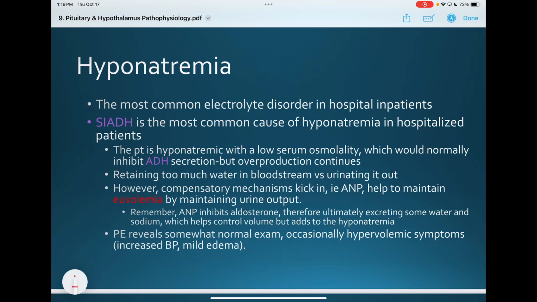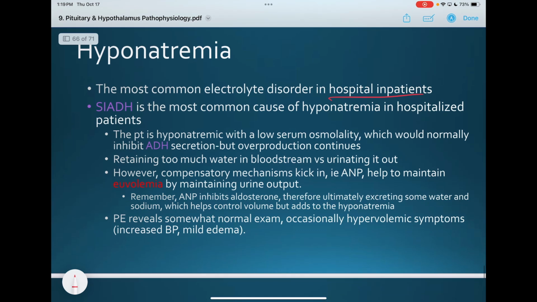Hyponatremia, most common electrolyte disorder in hospital inpatients. Why do they get hyponatremia? Retaining too much water, right? We have syndrome of inappropriate ADH. We have too much ADH, so all that water is being sucked from the urine into the bloodstream. That's going to dilute out your solutes, causing hyponatremia. Okay, so SIADH is the most common cause of hyponatremia in hospitalized patients.